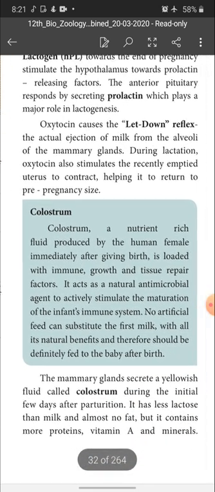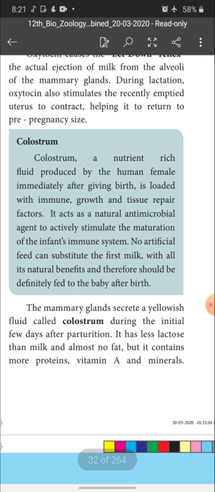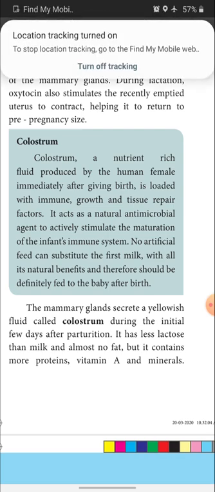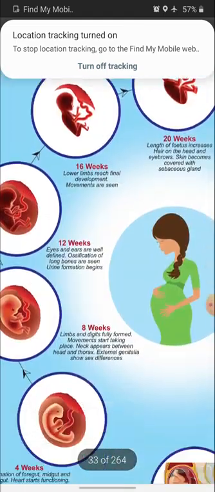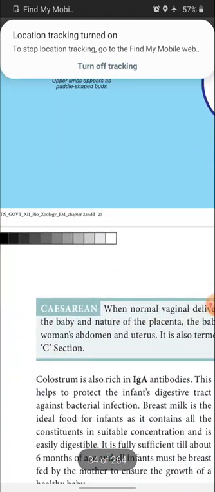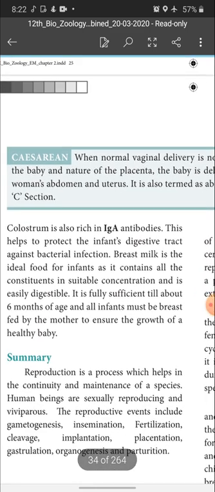About colostrum, you can see it in your book, children, go through it. The mammary glands secrete a yellowish fluid called colostrum during the initial few days after parturition. It has less lactose than milk and almost no fat, but it contains more protein, vitamin A and minerals. Colostrum is also rich in immunoglobulin A antibodies. This helps to protect the infant's digestive tract against bacterial infection.